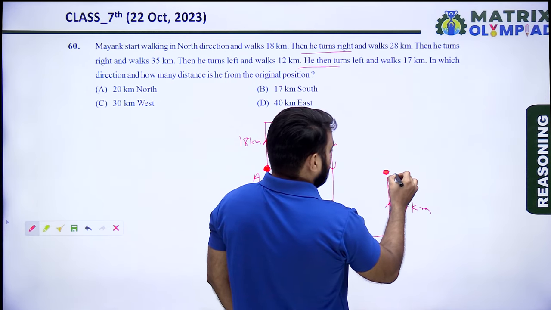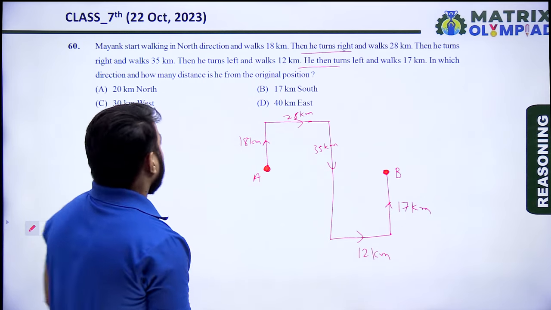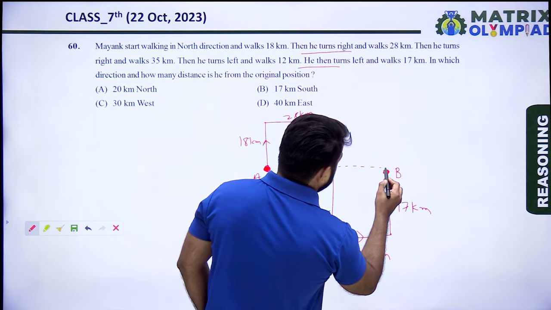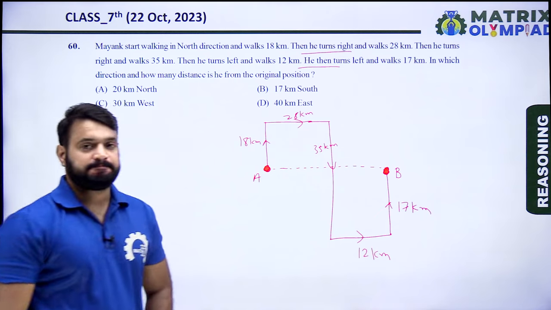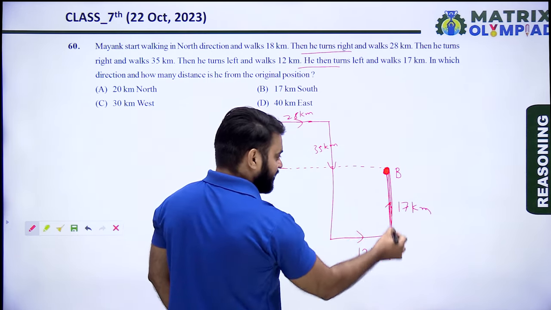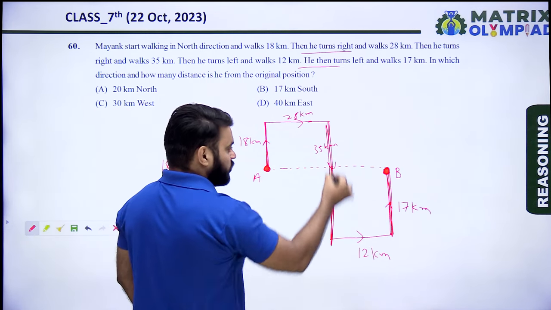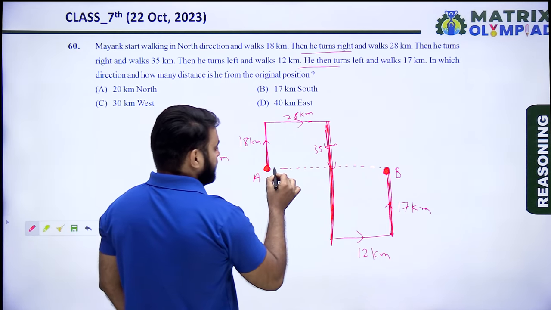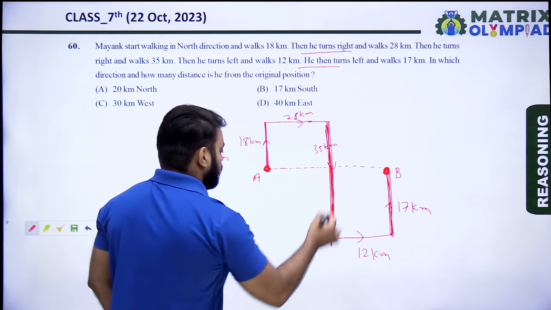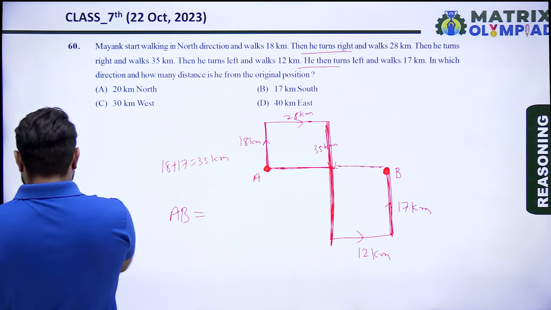So, let's suppose D is the final position of Mayank. In which direction and how far? Find the distance between the initial point and end point. According to the question, the value of this line is 18 and the value of this line is 17. So 18 plus 17 means 35. And the value of this line is also 35. So it means A and B will be on the same line. So find the distance between A and B.